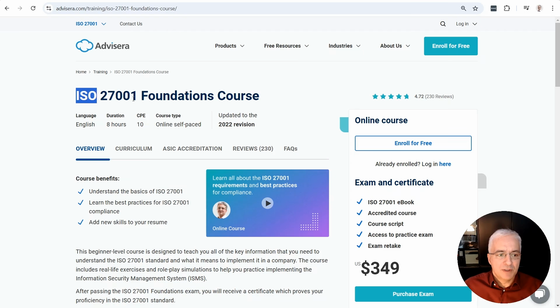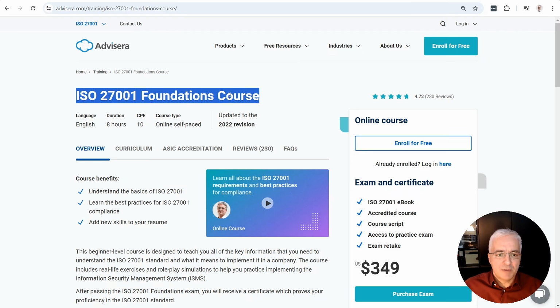When you compare it to, let's say, the ISO 27001 internal auditor course, you will see that the internal auditor course is lengthier, and it also covers internal auditing techniques, which this foundations course does not cover. This course usually has two main parts, the lessons and the exam, and I'll show you now what these lessons look like. Okay, I'm showing now this ISO 27001 Foundations course from Advisera.